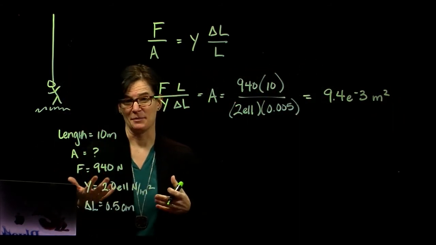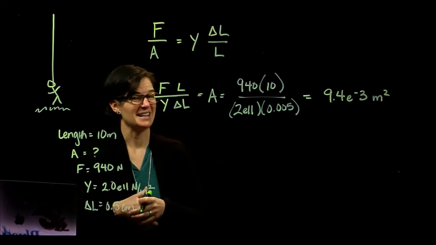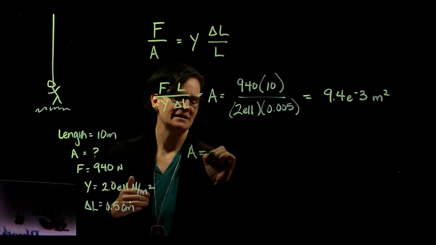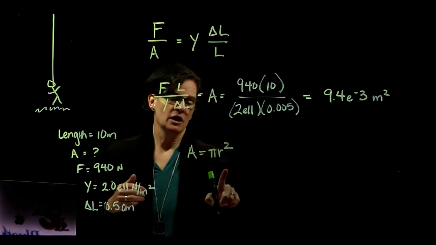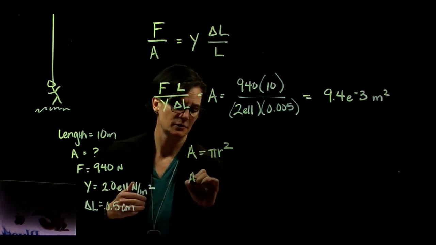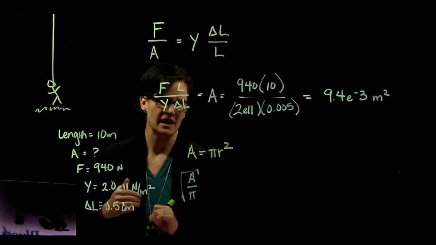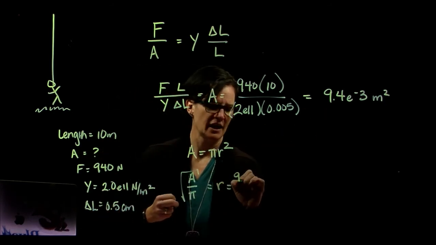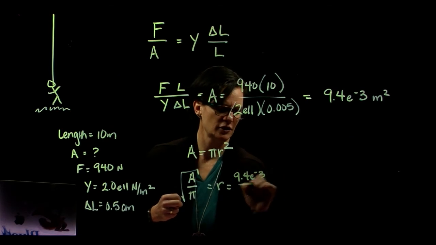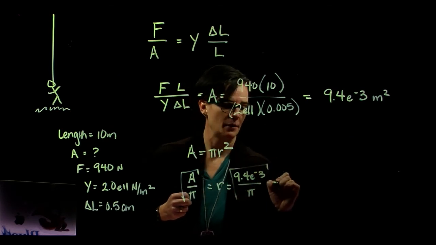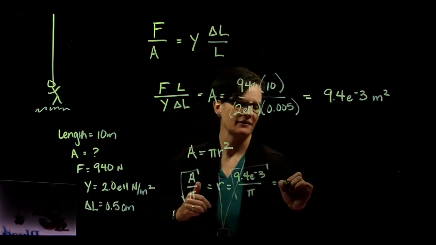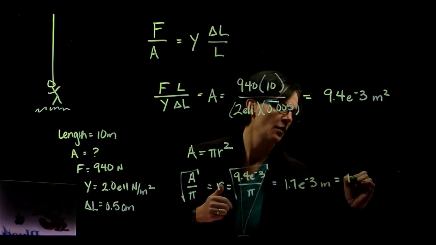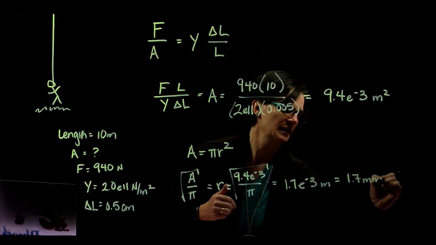I need the diameter because wire is sold by its diameter. So how do I get the diameter? Well, we know that the area is equal to pi r squared. So I can solve for the radius. The radius, of course, is the square root of the area divided by pi. So we have 9.4 times 10 to the minus third divided by pi, and we get a radius of 1.7 times 10 to the minus third meters, or 1.7 millimeters.